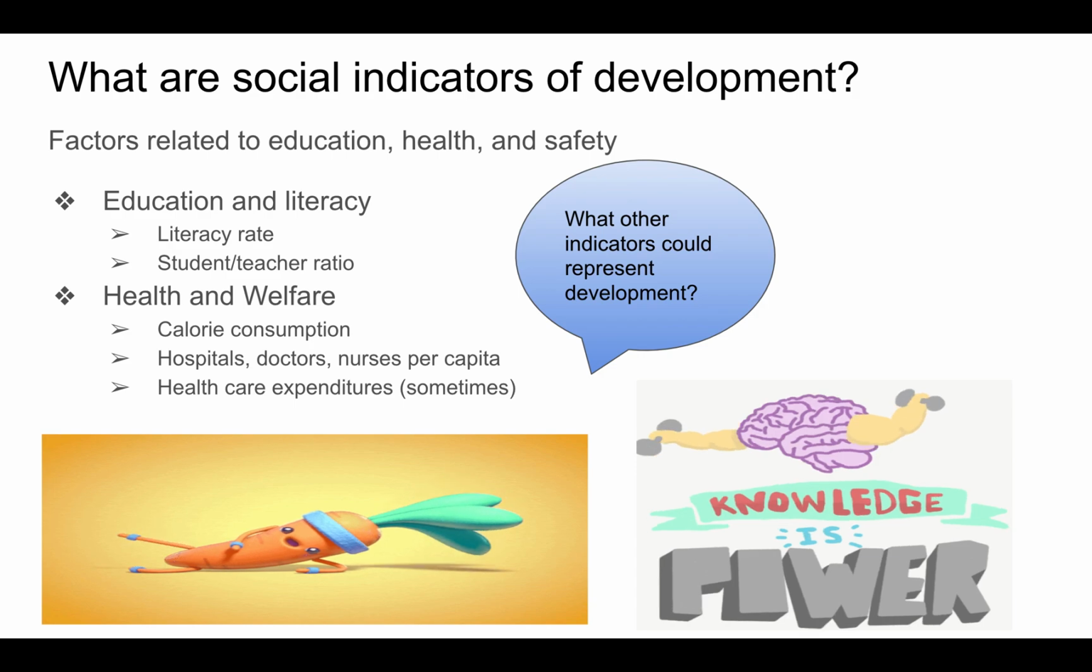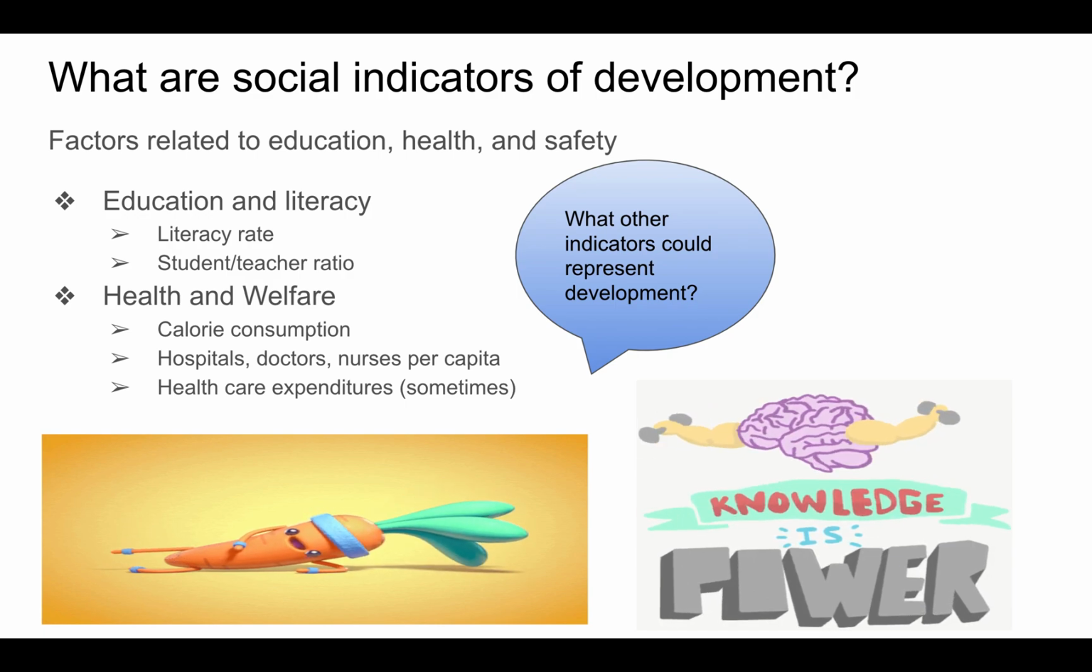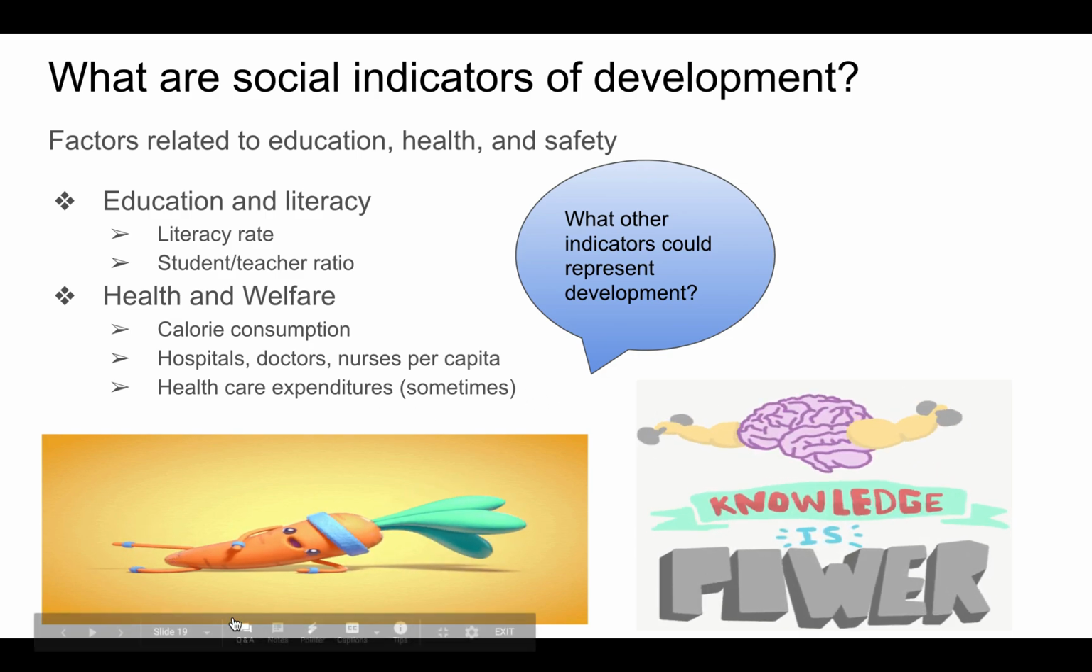They'll look at hospitals per person, doctors per person, nurses per person. They'll also look at healthcare expenditure, but not always, because healthcare expenditures can be misleading because they're not appropriated the same from country to country.